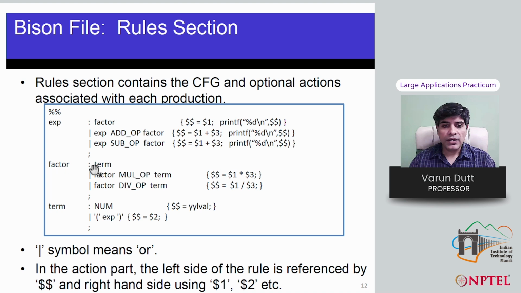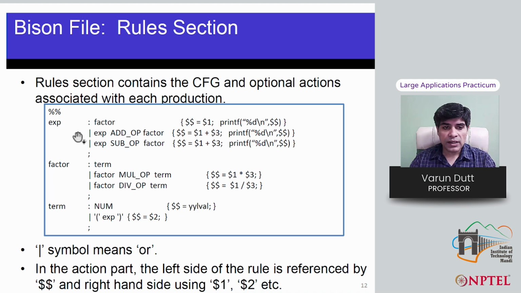Then factor can be a term, or it could be a factor mul op term or factor div op term, and you can see that if it's mul op, then we multiply $1 with $3 and store it in $$. In contrast, if it is div, it is $1 divided by $3 and a semicolon. And then we have the term, which could be nothing but a number, or it could be a bracket open exp bracket close, where we want to take $2, which is the exp part, out of it. And we assign the number to $$ by yylval.